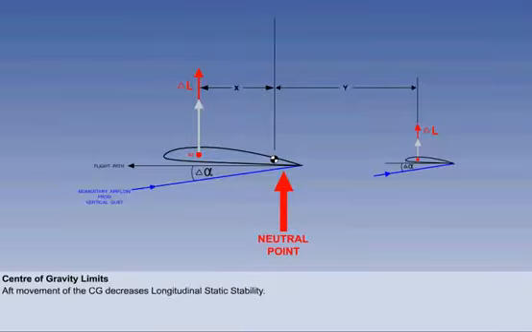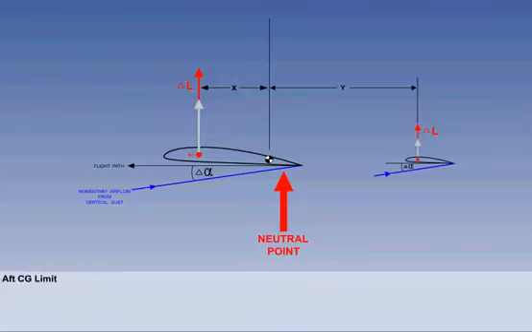With further forward movement, eventually a CG position will be reached when the minimum acceptable longitudinal static stability exists. The CG position that guarantees minimum acceptable longitudinal static stability is known as the aft CG limit. Operationally, the CG must never move outside the aft CG limit at any time during the flight. Calculating the CG position during the entire flight will be fully covered in a different subject called mass and balance.